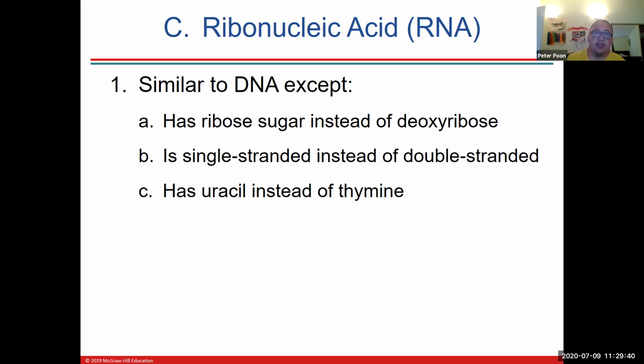RNA is closer to DNA, except it has ribose instead of deoxyribose. This is actually really important in biochemistry. That makes RNA much more unstable. It makes DNA much more stable, which is what DNA is, the genetic information, and not RNA. It is single-stranded instead of double-stranded, and it has uracil instead of thymine.